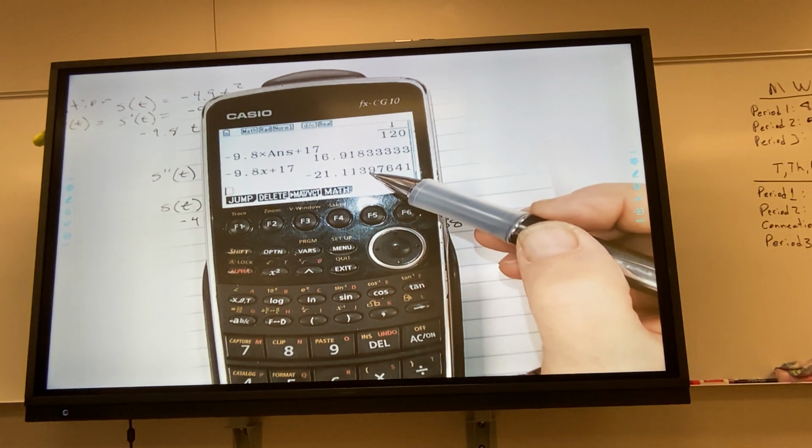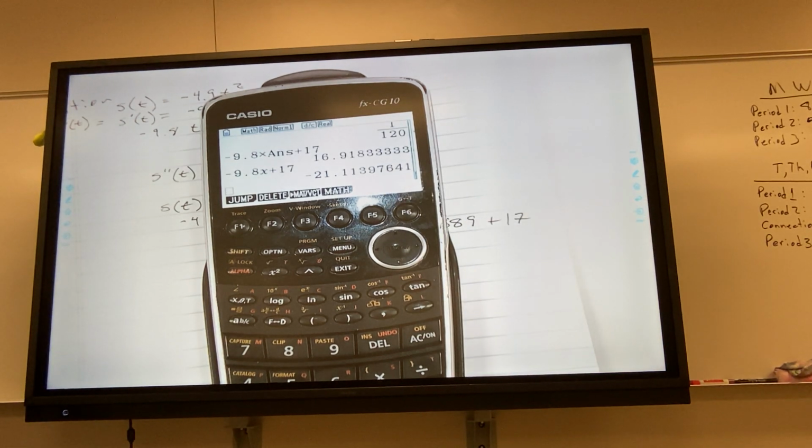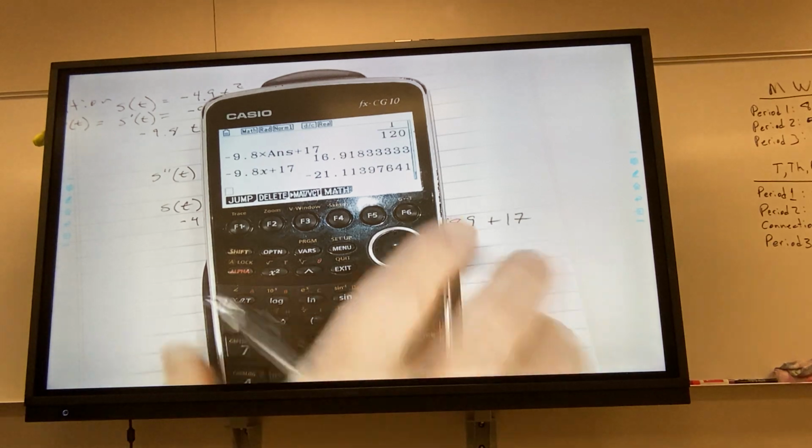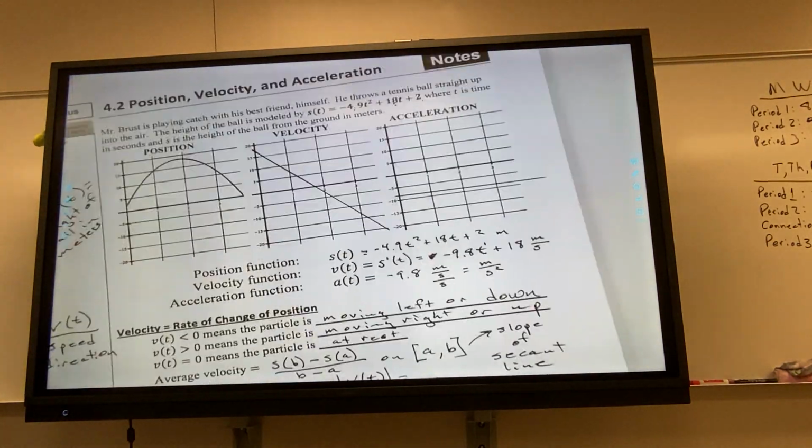21.114 is the velocity. Why is it negative? It's going down. Because it's going down. What is its speed? 21.114. It's just the positive value of that. Would you agree? Okay, everybody kind of on the same page with that? That kind of makes sense? All right.